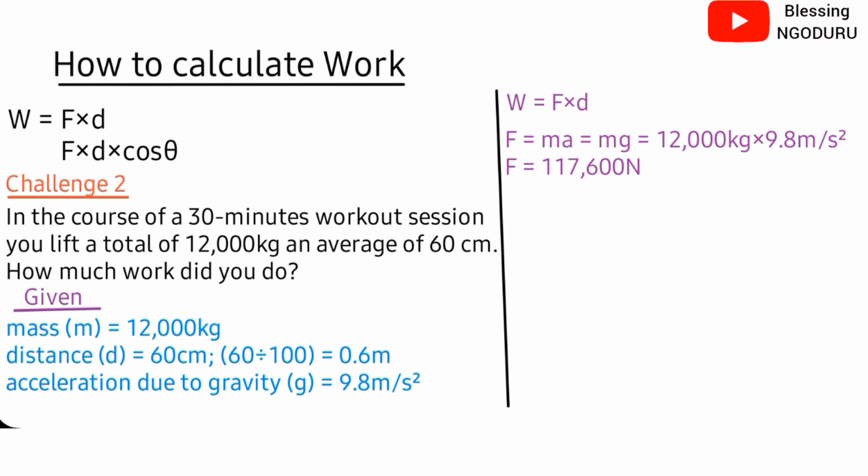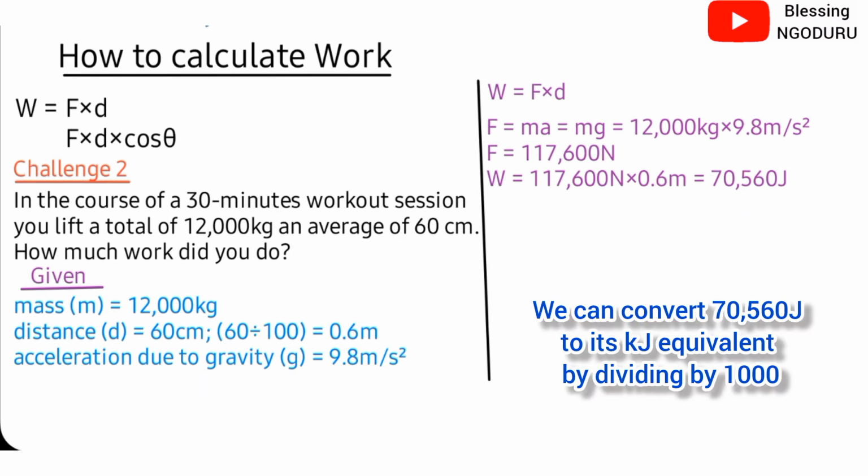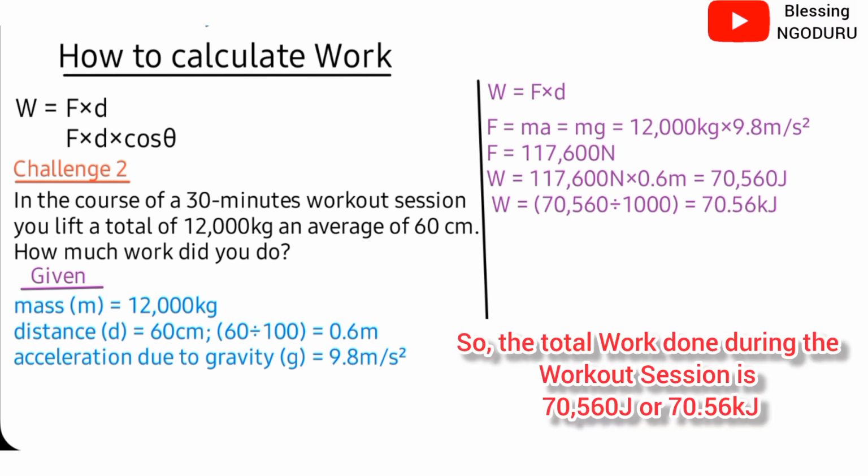Now let's substitute these values into the work formula. Work is equal to the product of force multiplied by distance, and this gives 7560 joules. We can convert this value to kilojoules by dividing by 1000. So 7560 divided by 1000 gives 70.56 kilojoules. So the total work done during the working session is 7560 joules, or 70.56 kilojoules.